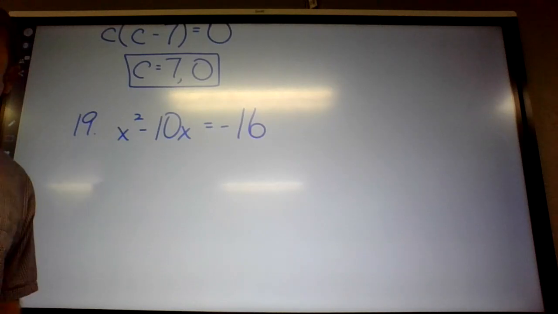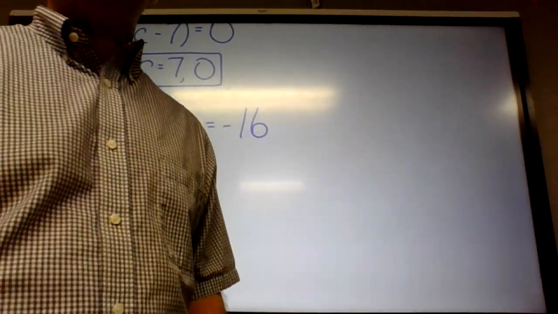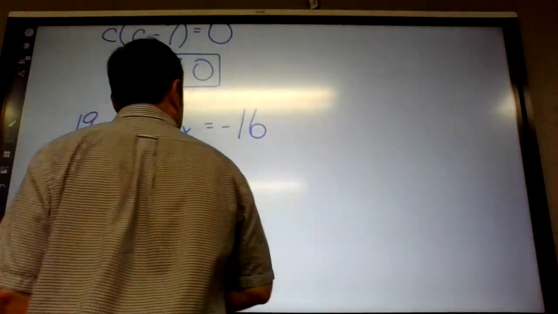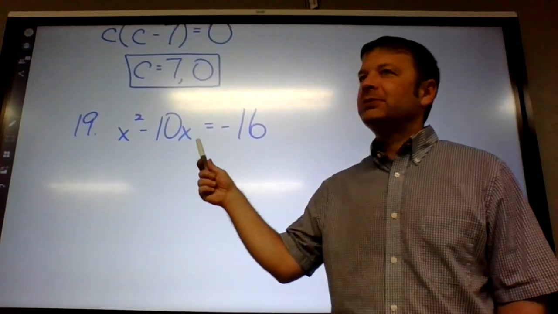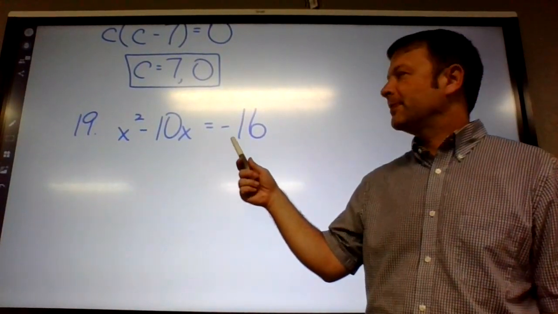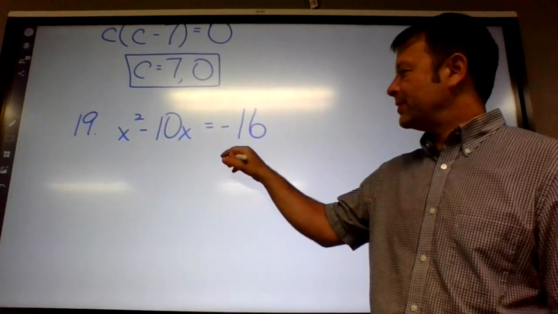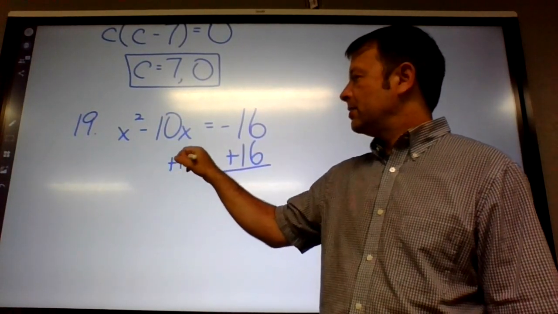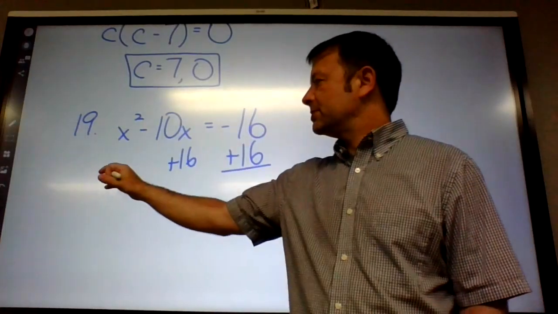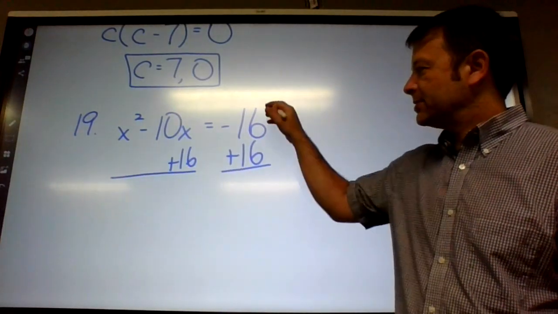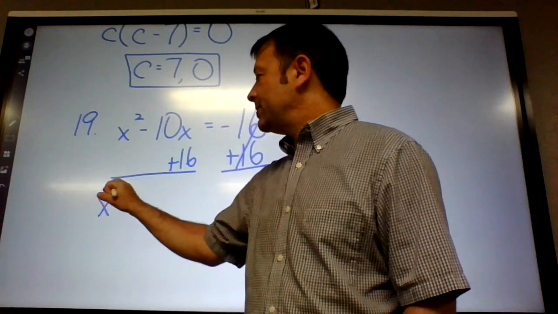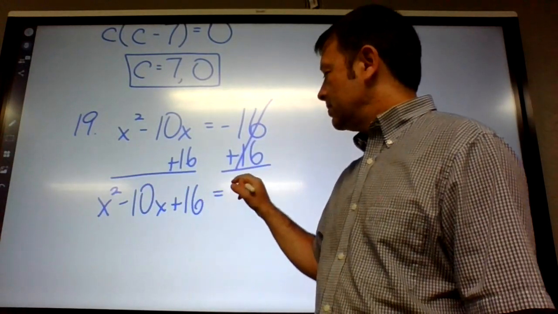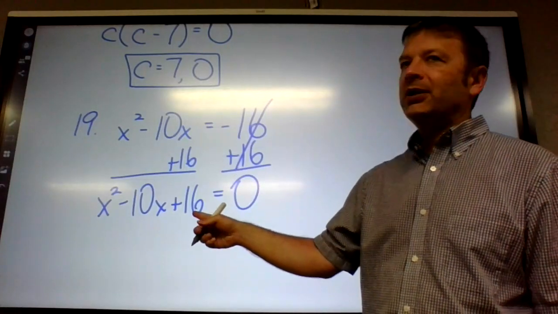Okay, number 19 has a similar issue. What do I do first? I don't want this over here. To get rid of negative 16, we're going to add 16. Are these going to mix? No, they're not. So the left side, we're just going to copy it down. The right side, now it's kind of like number 9 again.